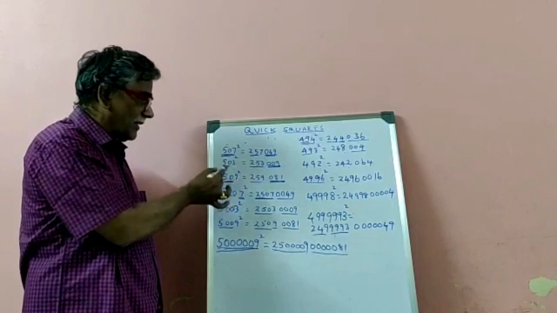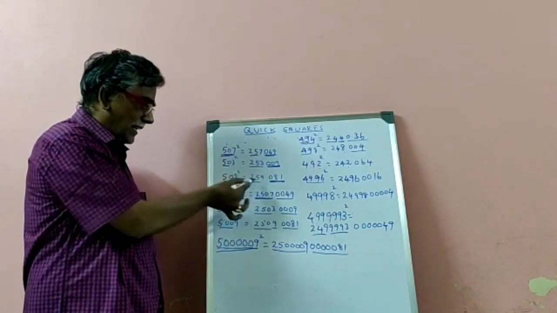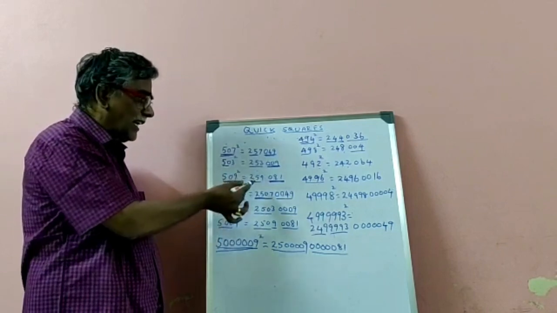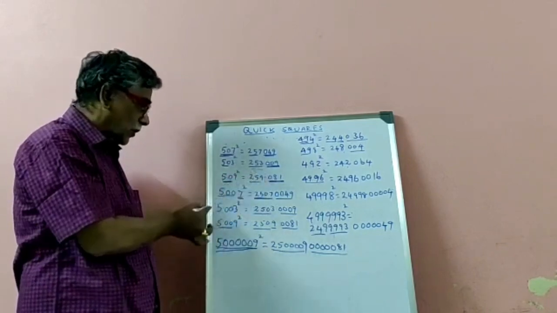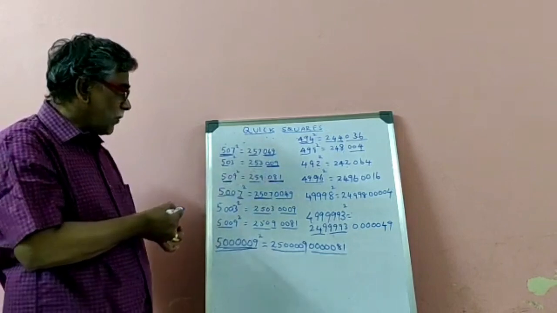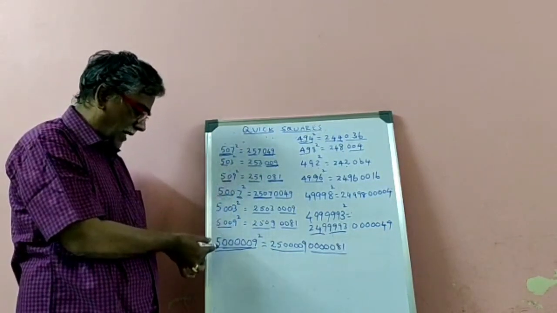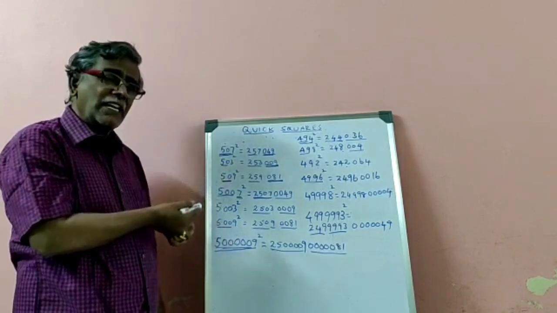That is, 509 square is 259 and then 081, where the 9 is the unit part and that part is 9 square. With 3 digits you write 081. So likewise, we can find the square of such numbers: 5007, 5003, 5009 and then 50 lakhs 9, etc.